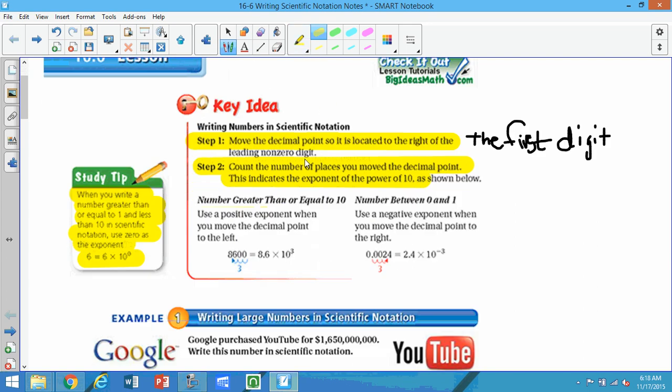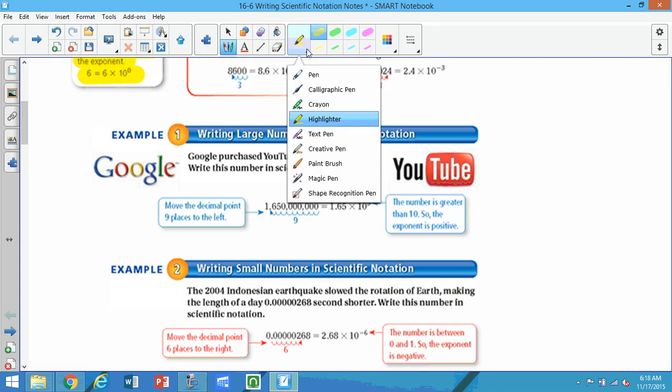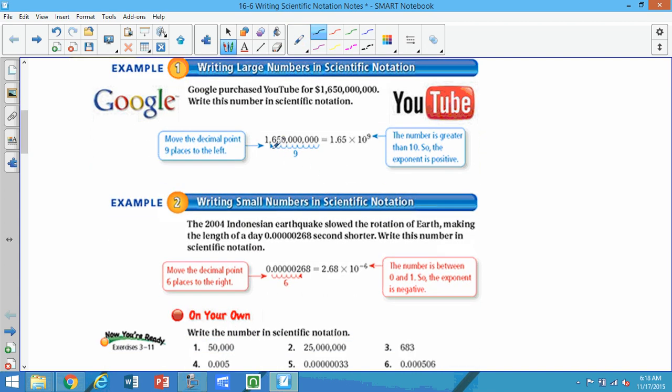Okay, so if you jump down here to example one, it says that Google purchased YouTube for $1,650,000,000. They want you to write that in scientific notation. The key here is you find the number. If it's all zeros after the last digit, then you don't write down those zeros. You cut it off right there, so it'd be 1.65. The whole idea of scientific notation is to shortcut your method, so you don't want to have to write all those zeros.